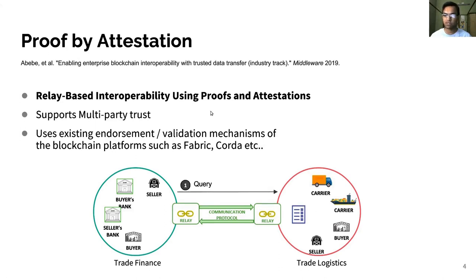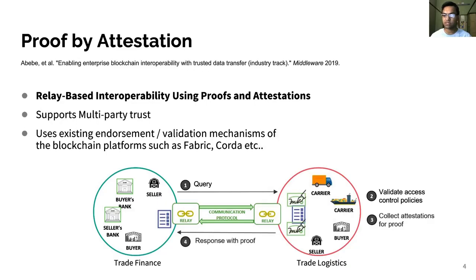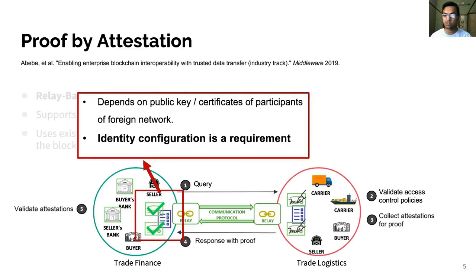So first, one network queries for some data from the other network, where the query is first validated against some access control policies, and then the data is attested with signatures by the participants of that network, after which this data along with the proof is sent back, and in the requesting network these attestations and signatures are validated. But of course, in order to do this validation, the identity configuration is required. So the public keys and the certificates of the participants of the source network are required.